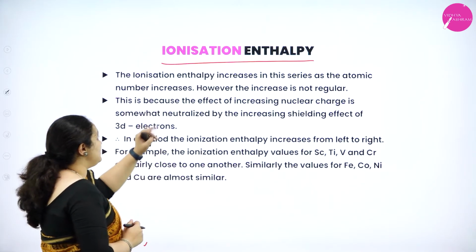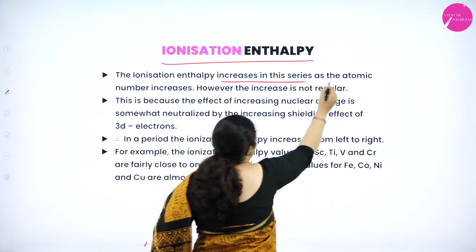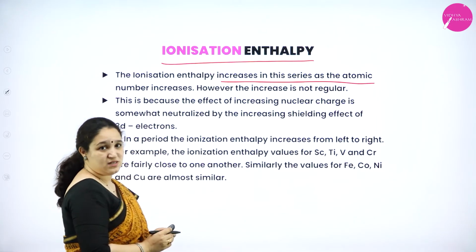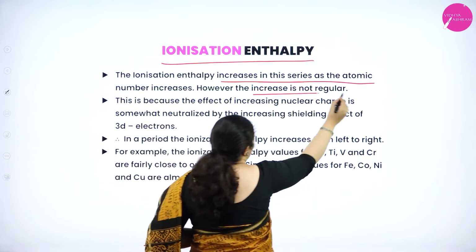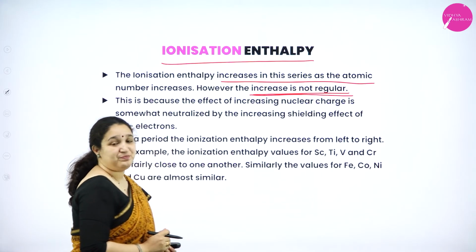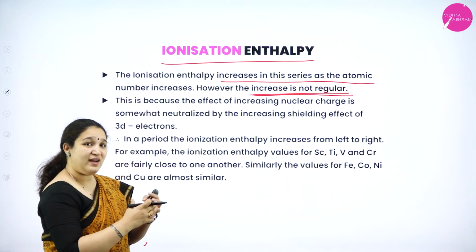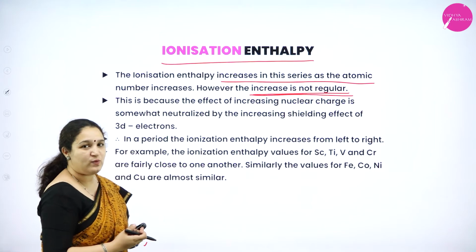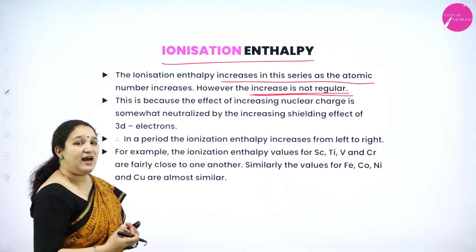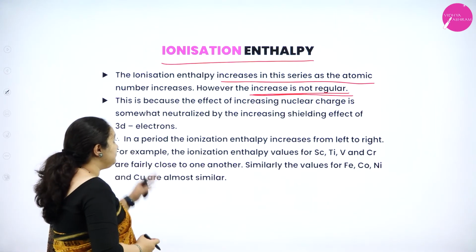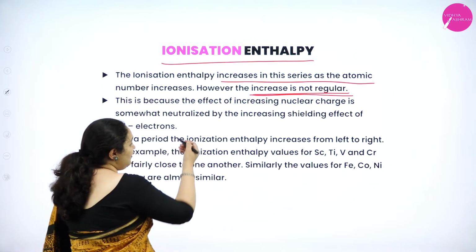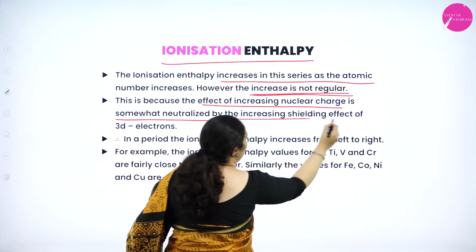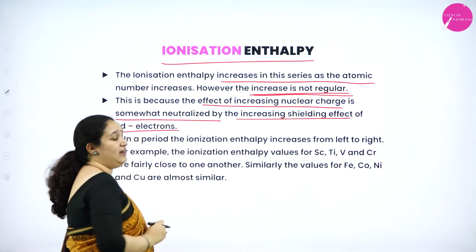So, the ionization enthalpy increases in this series as the atomic number increases, but the increase is not regular again. That is because the atomic radius also is constant now after midway; they are almost very close to one another. That's the reason even ionization enthalpy is not regular. So the effect of increasing nuclear charge is somewhat neutralized by the increase in the shielding effect in the 3d electrons.